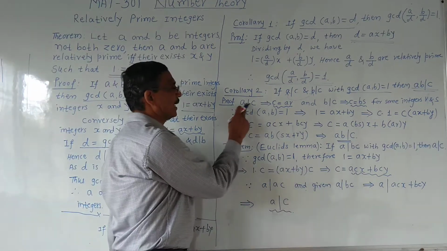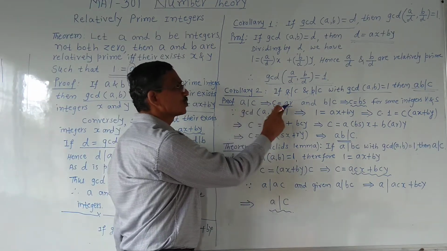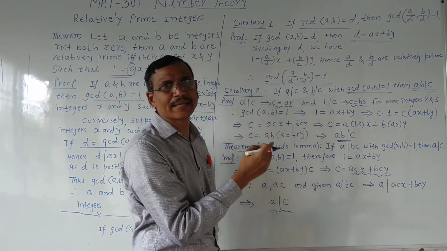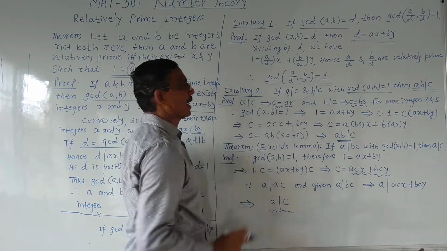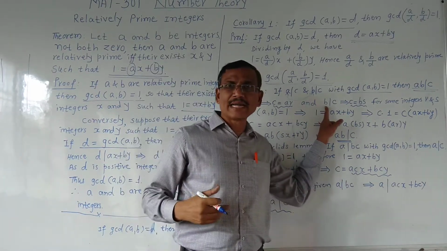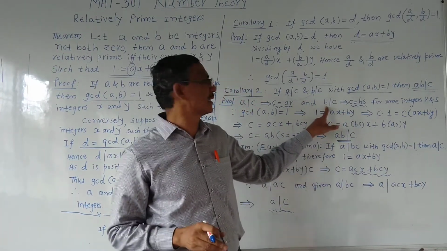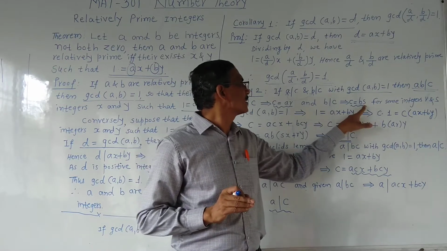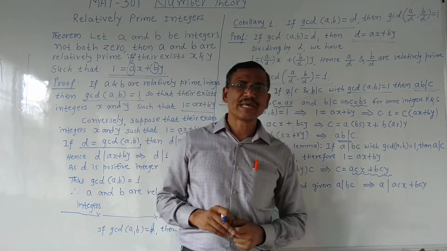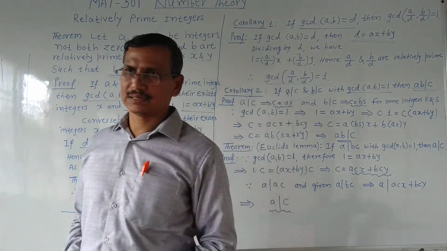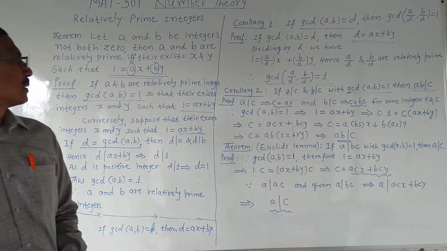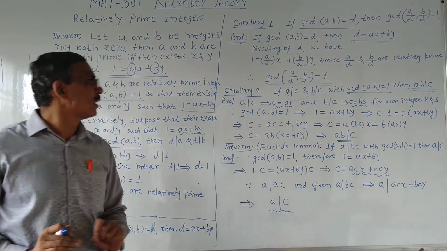Means a divides c implies c is equal to a into some integer denoted by r, that is, c equals ar. Similarly, b divides c means there exists some integer, for example s, such that c is equal to bs. These two equations are true for some integers r and s. This is by the definition of divisibility only.